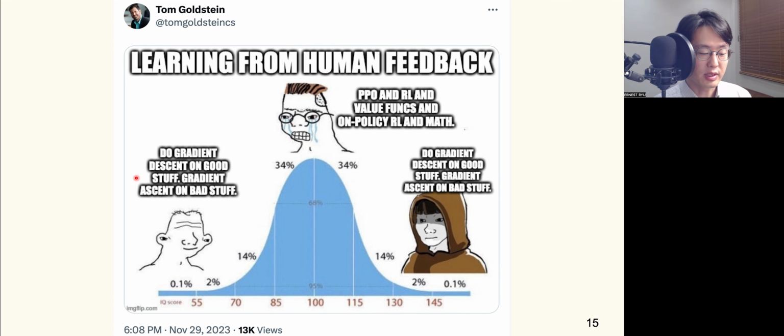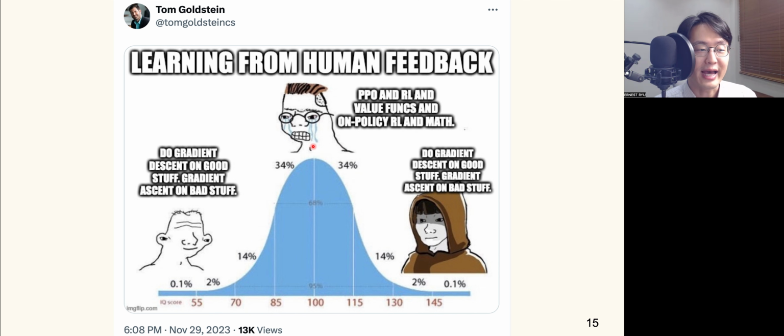So what PPO is doing is, if you have a good completion, then that's good, so make those actions that led to that completion more likely. And if you have a bad completion, then the actions that led to that completion are bad, so make those actions less likely. And then there's this intermediate guy, and he says you need to learn PPO, you need to do reinforcement learning, all these value functions, on-policy reinforcement learning. There's a lot of math that you have to do, and which we did.